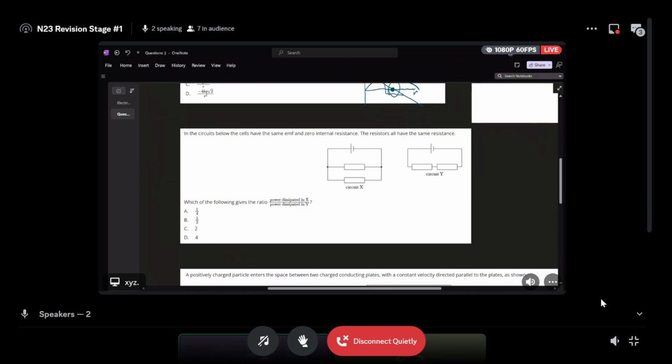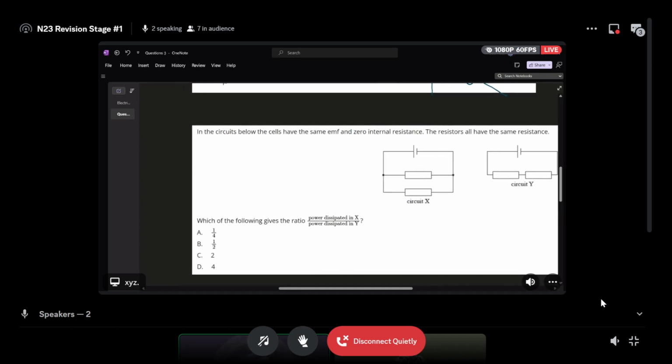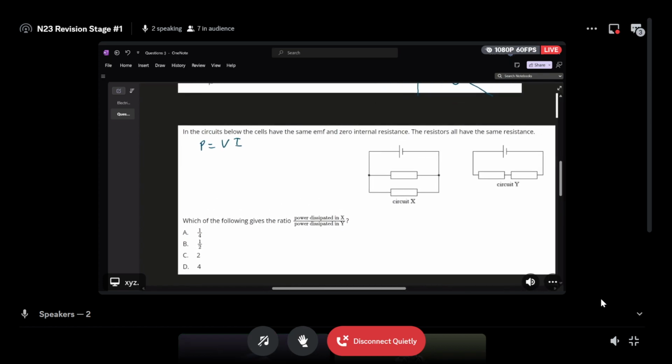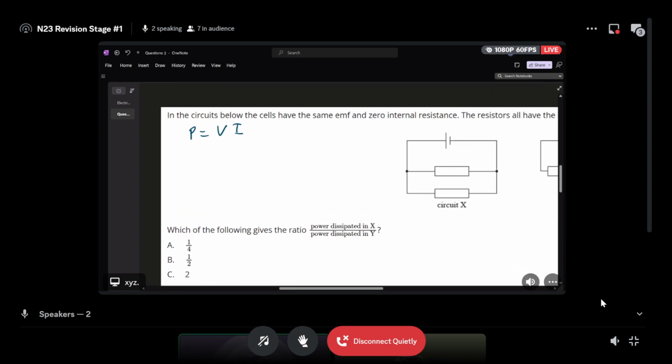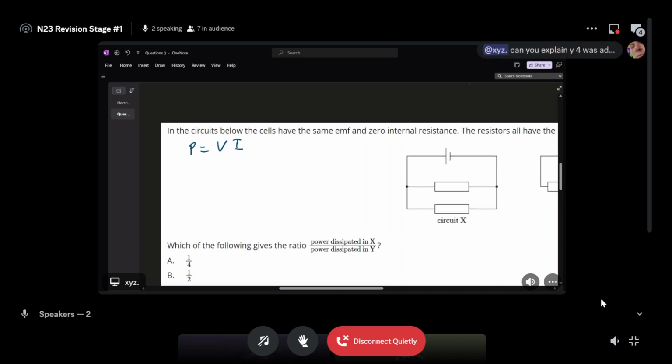In the circuits below, the cells have the same EMF and zero internal resistance. Resistors all have the same resistance. So we have our power equation, which is the power dissipated by a component or the power used by a component.